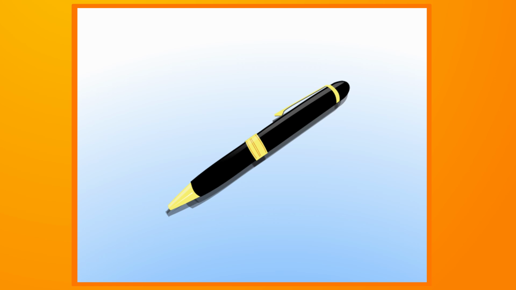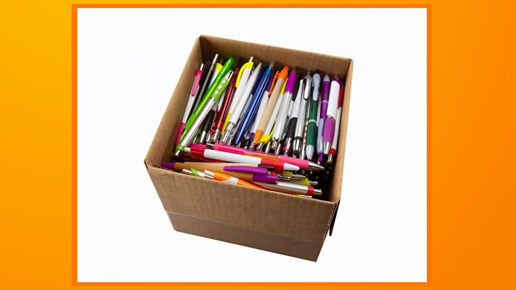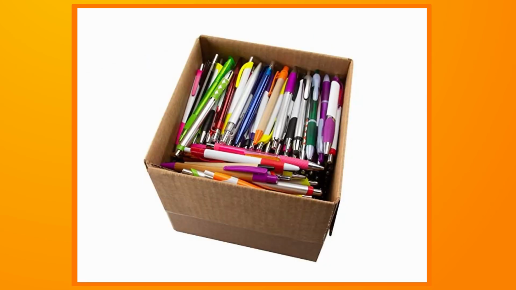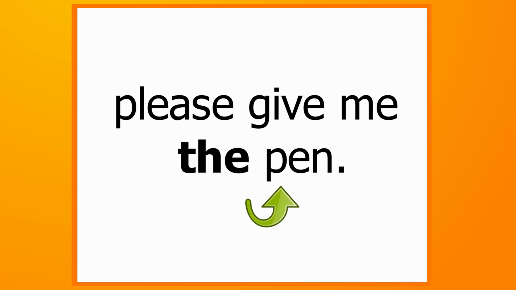If you tossed it into a box of other pens and I asked you, please give me back the pen, you would know that I mean that same one you put in the box. If I asked you instead, please give me a pen, you could pick any pen out of the box. It doesn't matter which. This way, the functions as a way to identify a noun that you and the people you are talking to already know about.